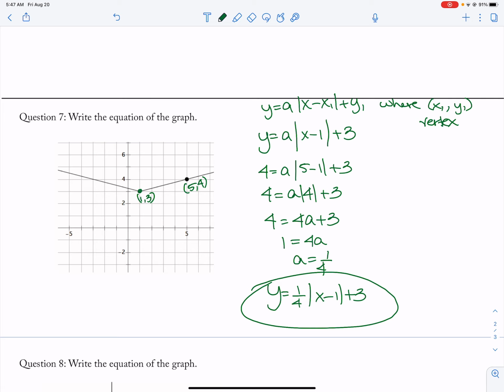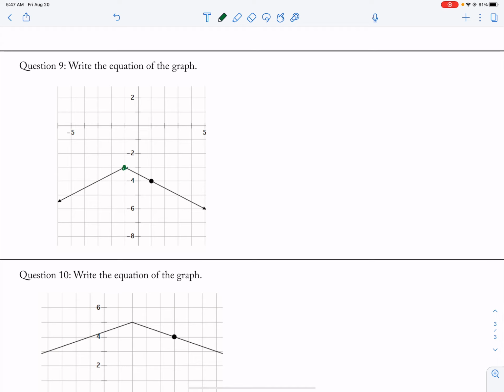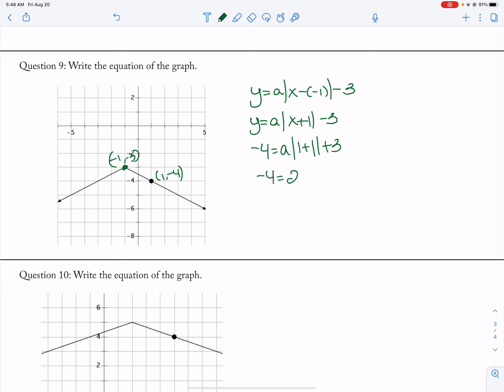And we have another one here, just another practice question. So we'll look at number 9. Again, find my vertex, which is -1, -3. So y is equal to a times the absolute value of x minus -1, minus 3. So y is equal to a times the absolute value of x plus 1, minus 3. I use my coordinate point here, which is 1, -4. So -4 is equal to a times the absolute value of 1 plus 1, minus 3. So -4 is equal to 2a minus 3. Sorry, minus 3. I changed it to plus for some reason. Minus 3, so that I add 3 to both sides, and I get -1 is equal to 2a, so a is equal to -1/2. So y is equal to -1/2, absolute value, x plus 1, and then minus 3.